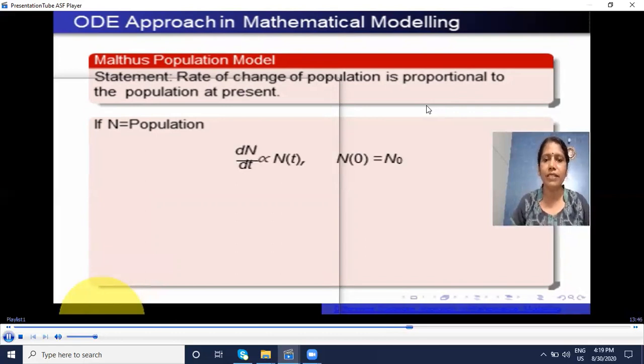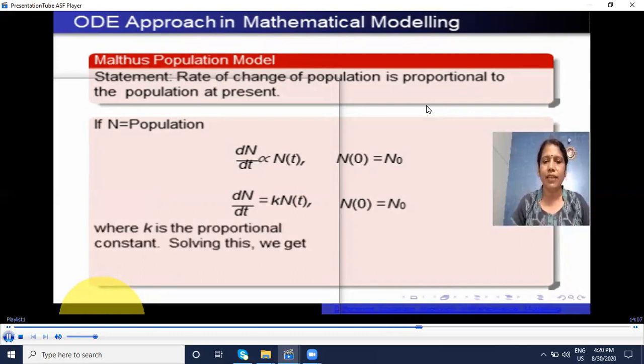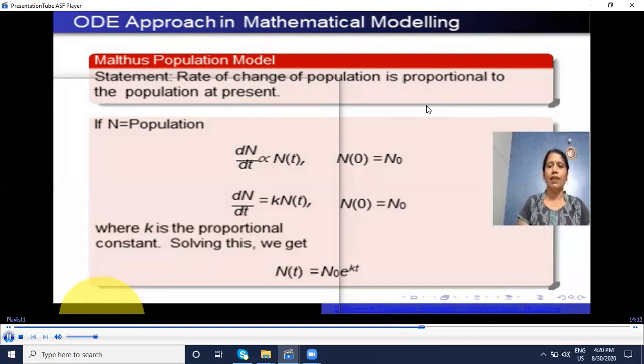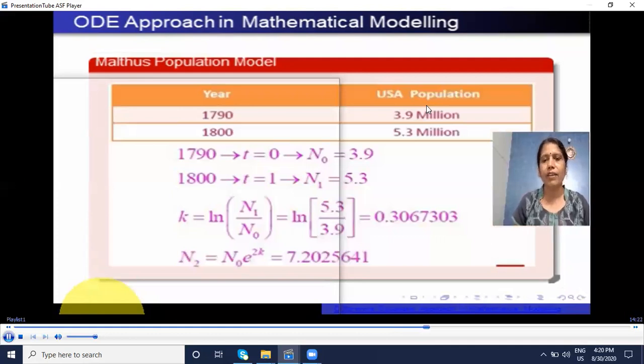dN by dt means it is the rate of change of population, because N is population, when it is varying along with time. That is, dN by dt is proportional to N of t, and initially it is N naught. That proportionality symbol is taken out and equated to kN of t. By using this equation, we calculate the population growth using the final equation, N of t is equal to N naught e power of kt.